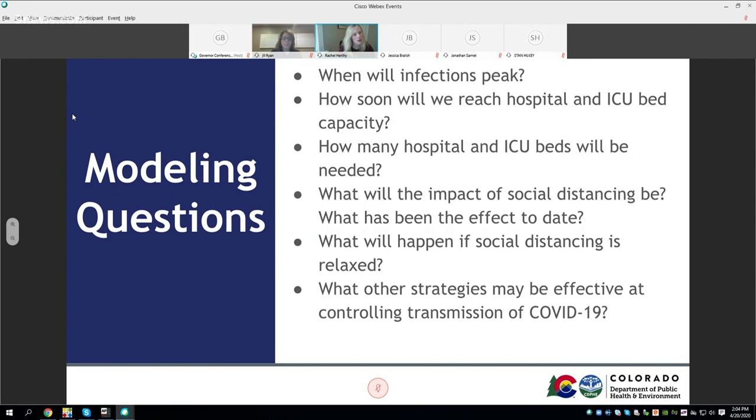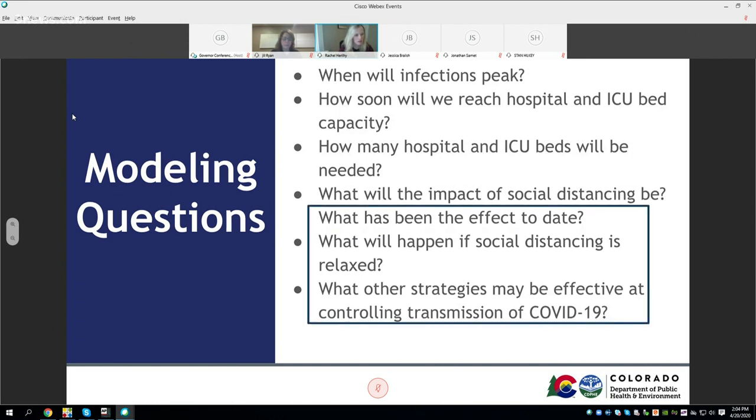Some of the questions that we're starting to look at now, if you go to the next slide, shows you that we're really starting to look at what might happen next after this stay-at-home order. So what will happen if social distancing is relaxed? If we move from a stay-at-home order to a different level of social distancing, what will the case counts do? And what other strategies may be effective at controlling transmission of COVID-19 in Colorado? Next slide.